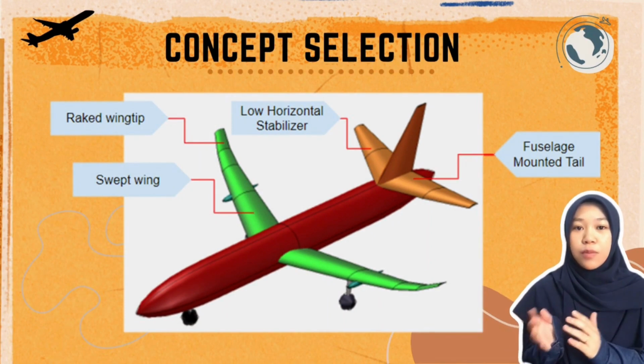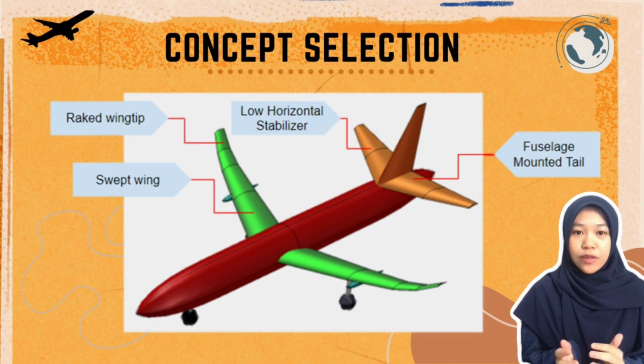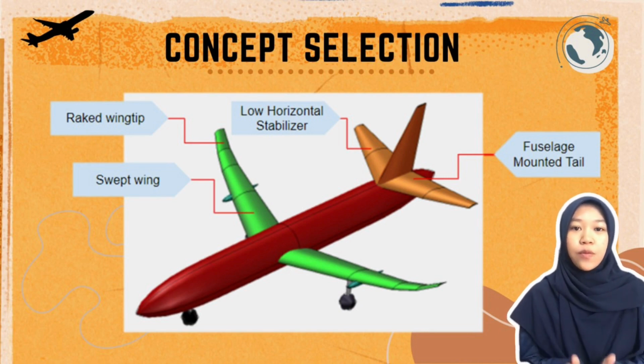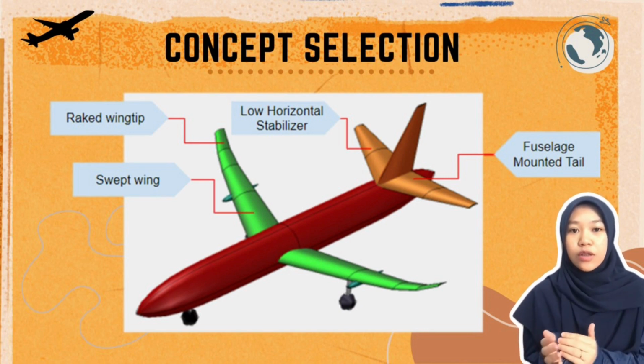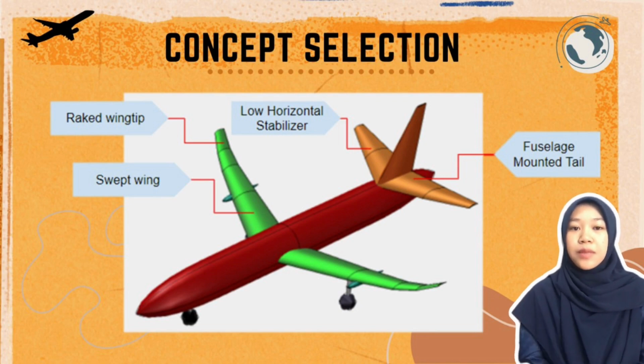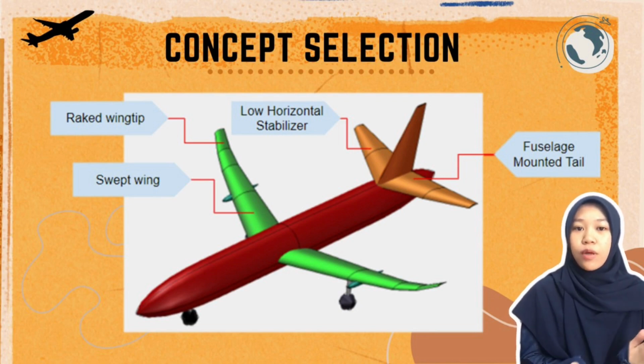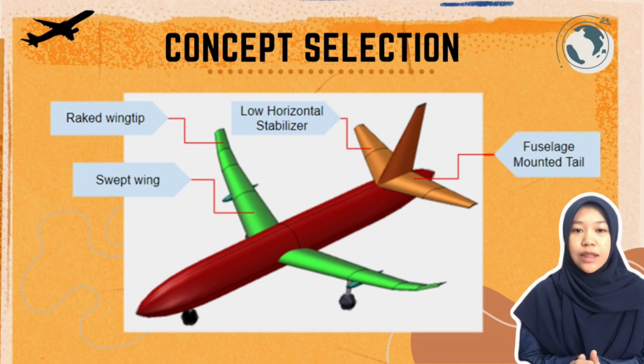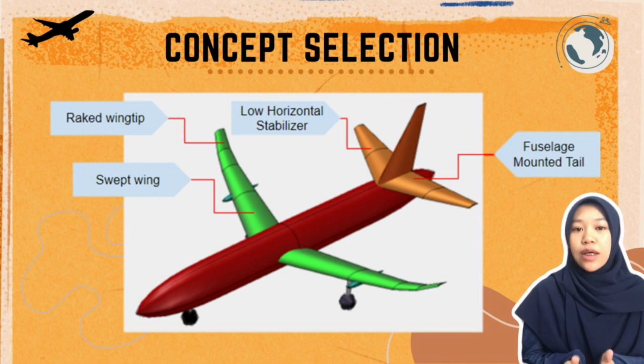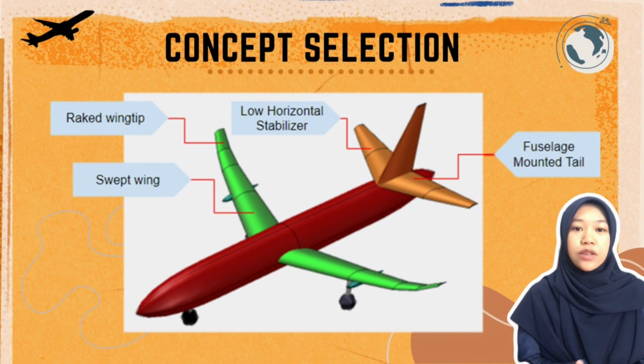With its fuselage-mounted tail configuration, it offers advantages of reduced weight and complexity compared to the other concepts' tail configurations. Additionally, the backward sweep of the winglet improves directional stability, facilitating easier control. This concept also has the potential to reduce drag and increase lift, further enhancing the performance of the UAV. And the raked wing tip concept improves aspect ratio and reduces drag caused by lift.